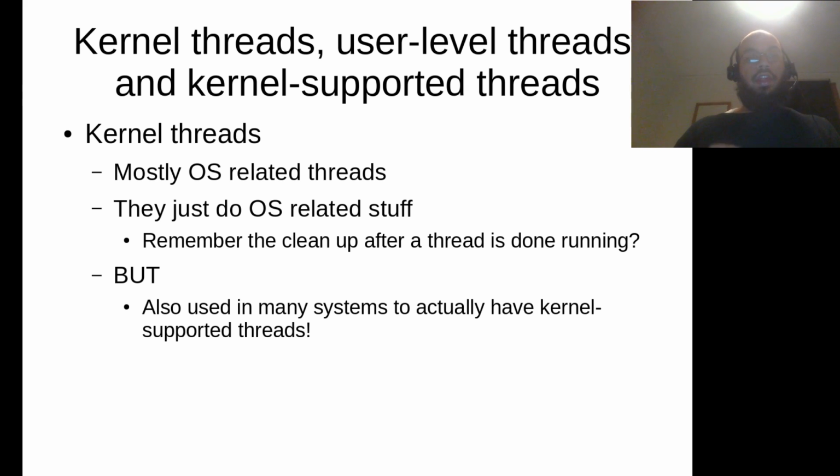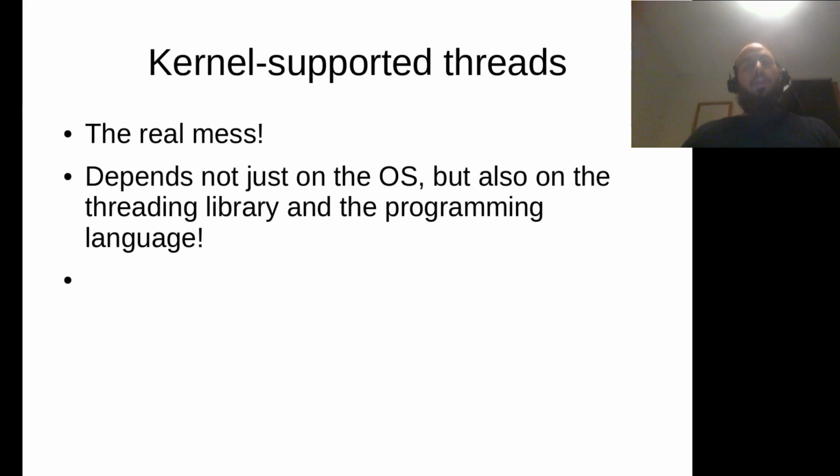But, and this is, as I said, it's a mess. This is also used in many systems to actually have kernel supported threads. And in many systems, you basically do not differentiate between the kernel supported threads and kernel threads, terminology-wise. So what are kernel supported threads? Again, this is a mess, more than the previous mess. What a kernel supported thread is doesn't just depend on the operating system, but also on the threading library and on the programming language. So it's something that basically tells you that these are threads the kernel can schedule. Basically, they are user level threads that the kernel can schedule.